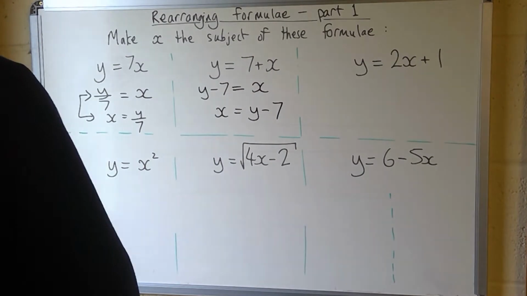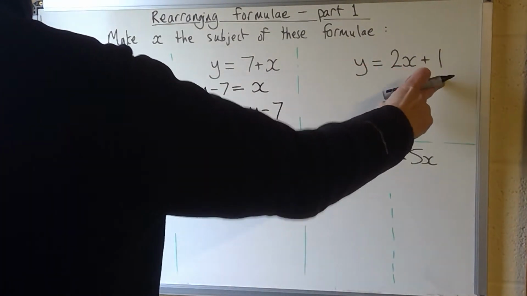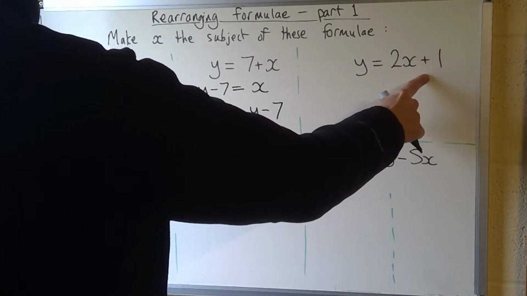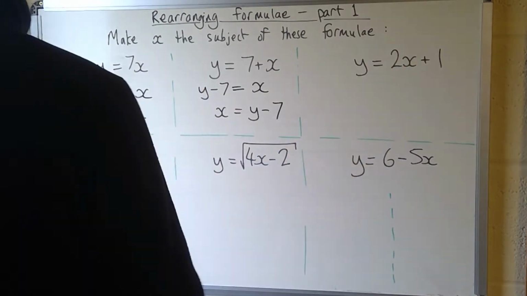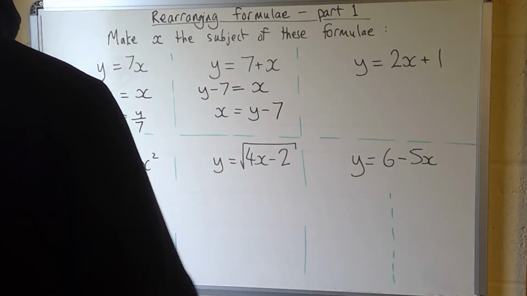With this one, there's going to be an extra stage here. Y equals 2x plus 1. So with the x, I've multiplied it by 2, and then I've added 1. The order is very, very important. You've got to work in reverse order.